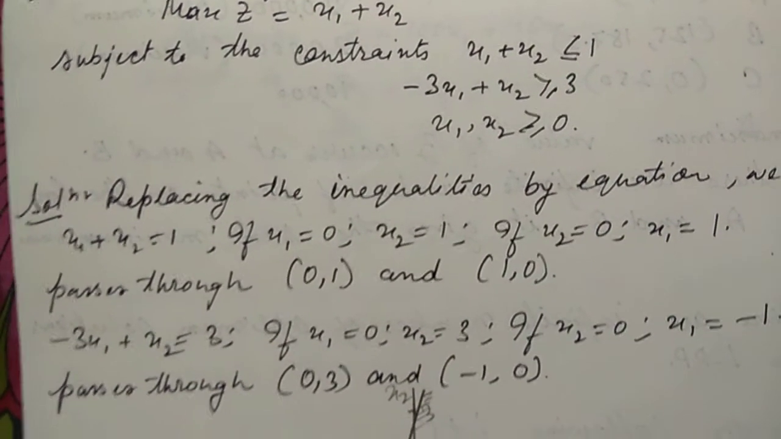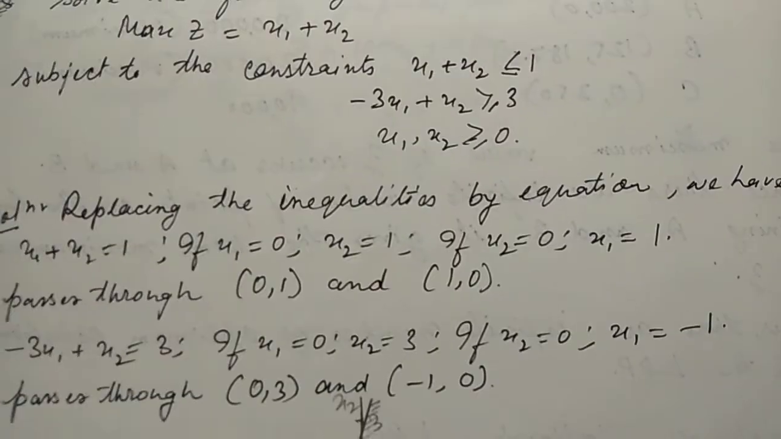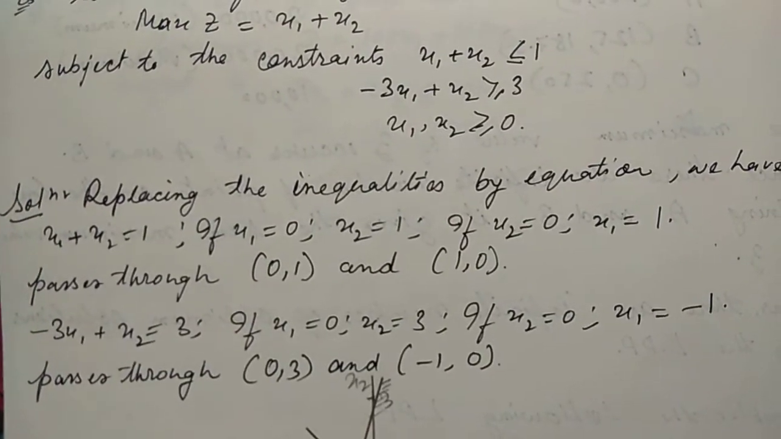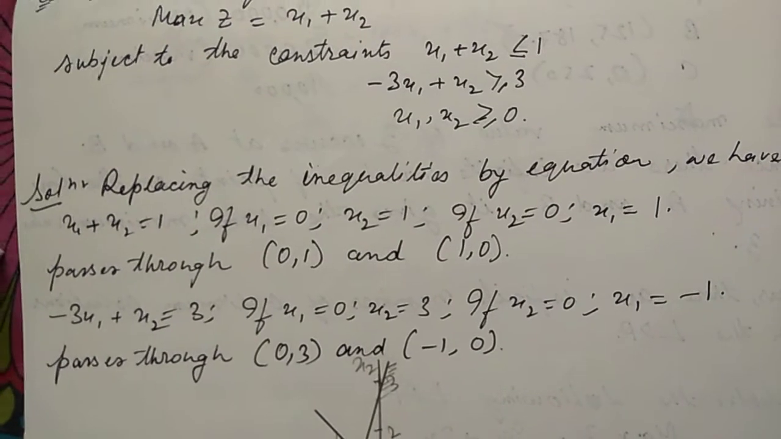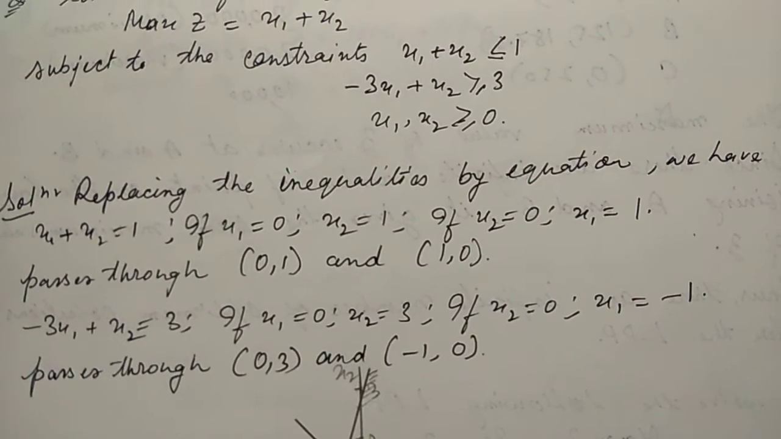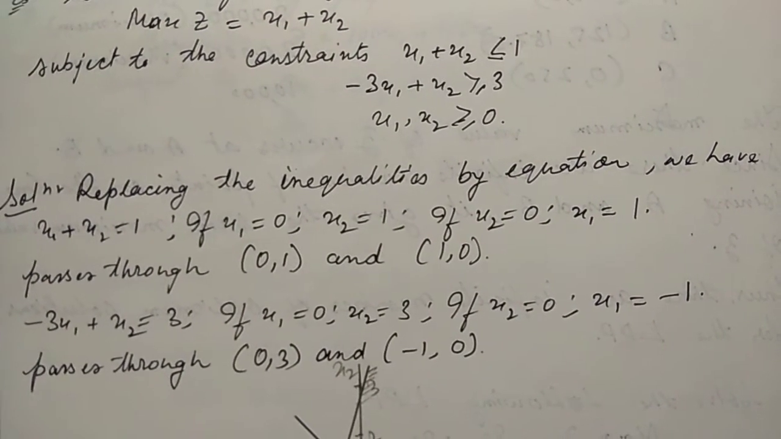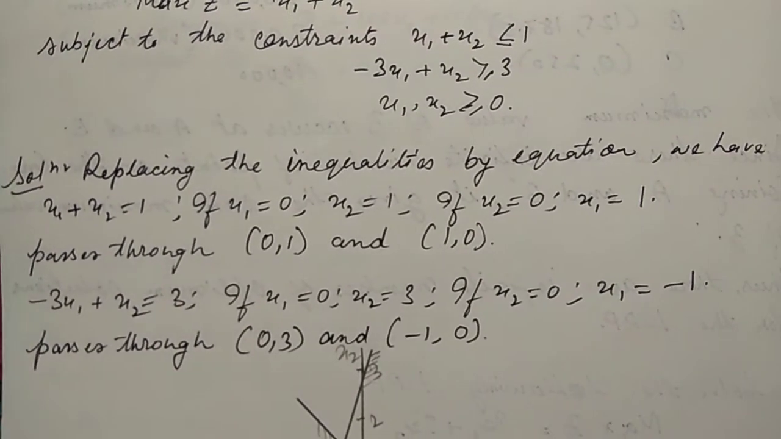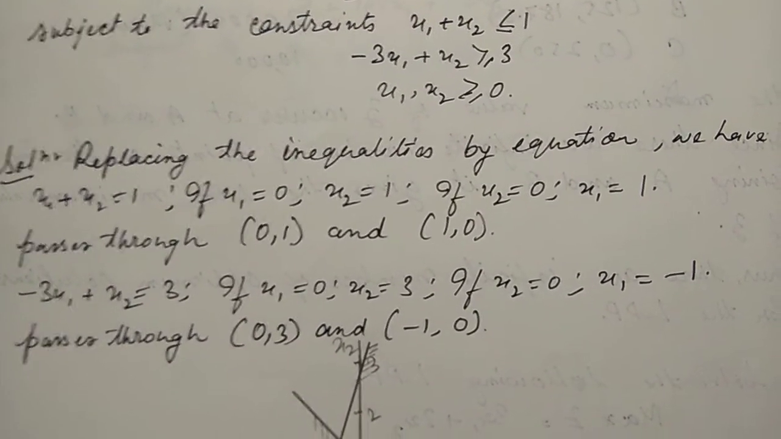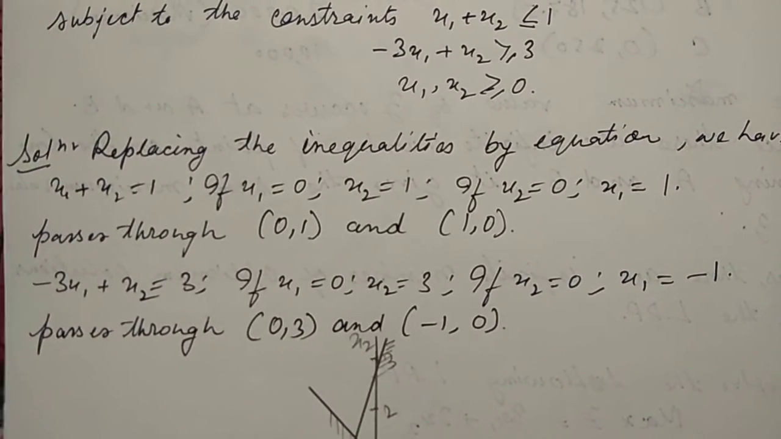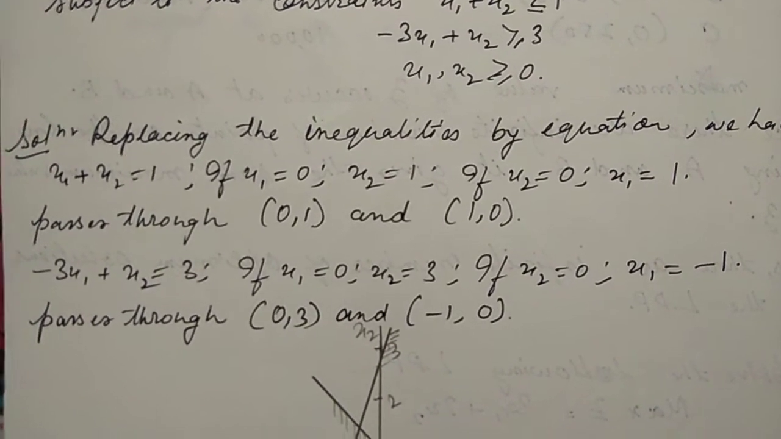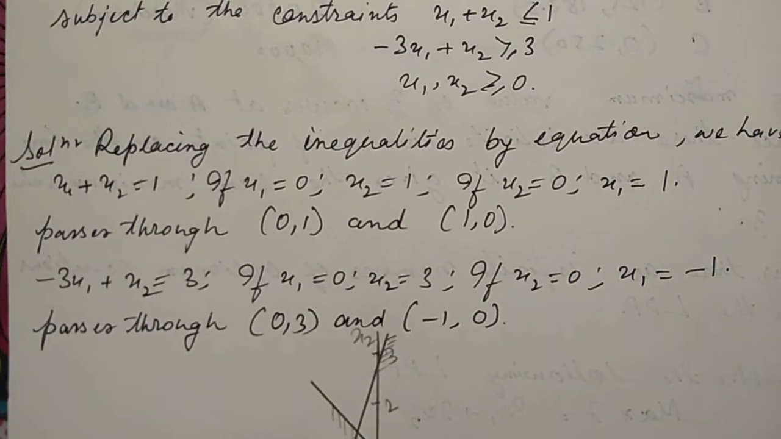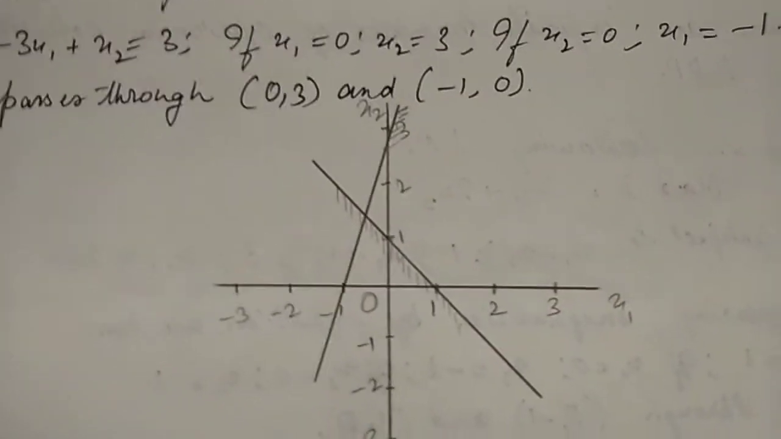Now as following the rule, we will replace the inequalities by equations and find out the points by taking once x1 as 0 and once x2 as 0 and solving for x2 and x1 respectively. You can pause and do the sum in your copy. You know how to do it, so I am not explaining again. You can pause and do. After finding out the points, we can see that our graph looks like this.